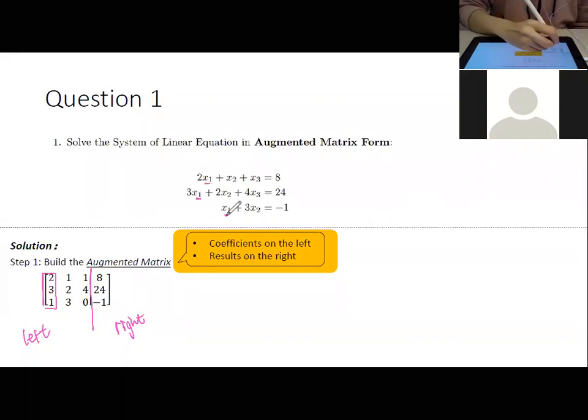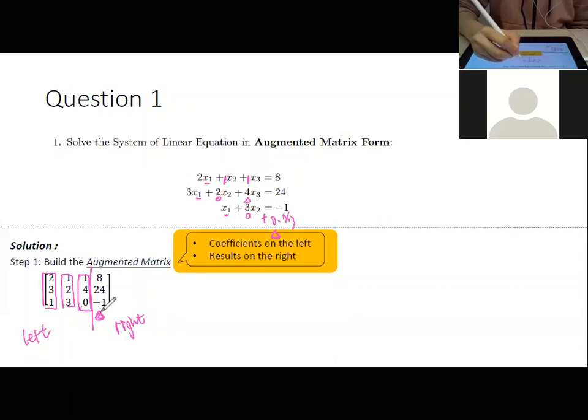And then we move to the second column. The entries are the coefficients before x2. They are 1, 2, 3. And for the last column, the entries are the coefficients before x3. They are 1, 4, and 0. Now I think you already know how to build the coefficient part of the augmented matrix. Then we move to the right part. For the right part, the entries are the results on the right of the equations. So they are 8, 24, and -1.